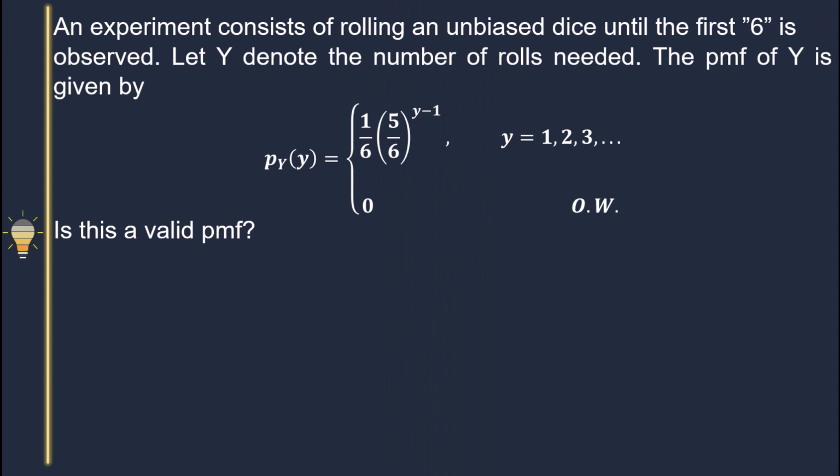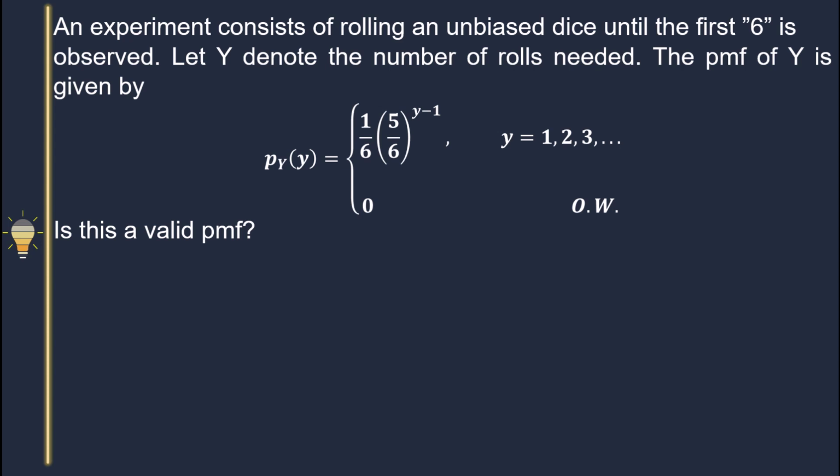An experiment consists of rolling an unbiased die until the first 6 is observed. Let y denote the number of rolls needed. The PMF, probability mass function, of y is given by this formula. Is this a valid probability mass function? How do we check if this is a valid PMF?